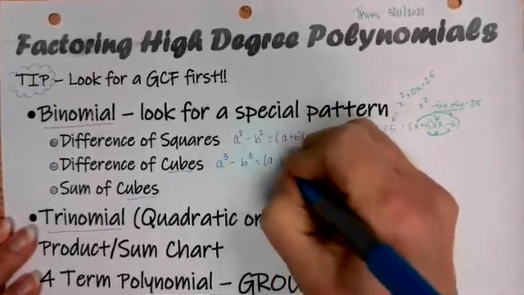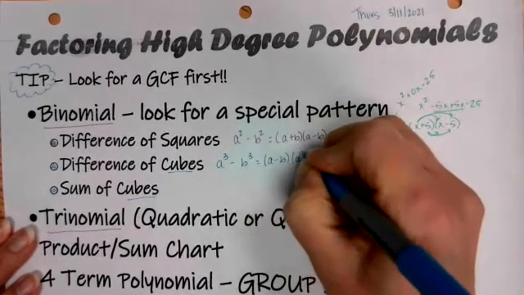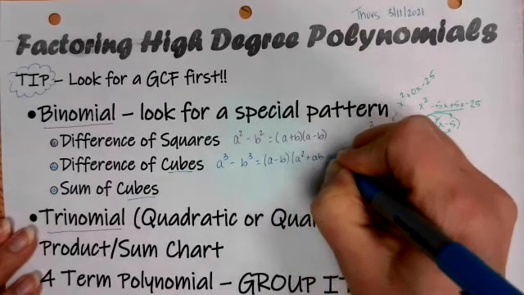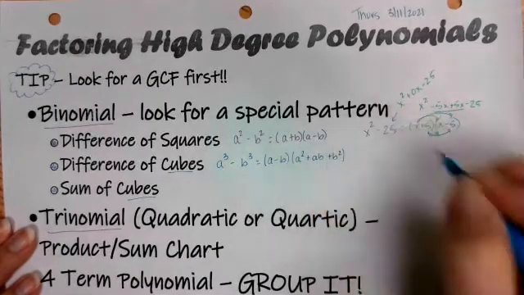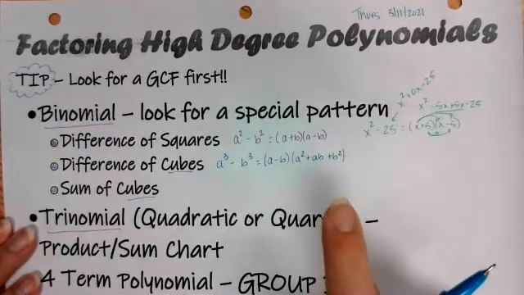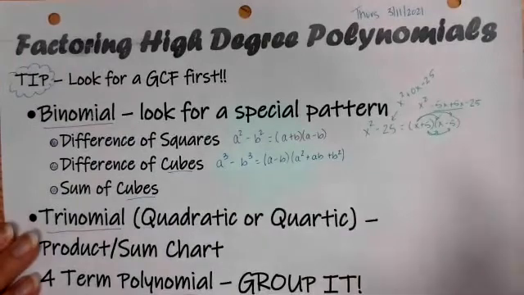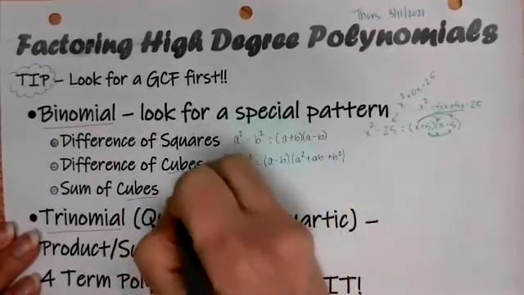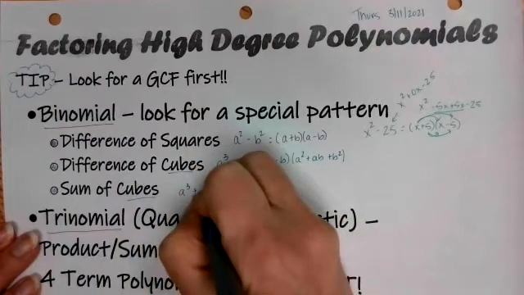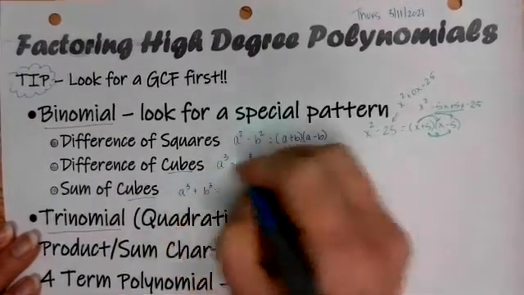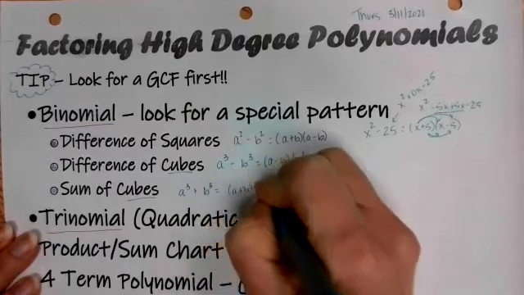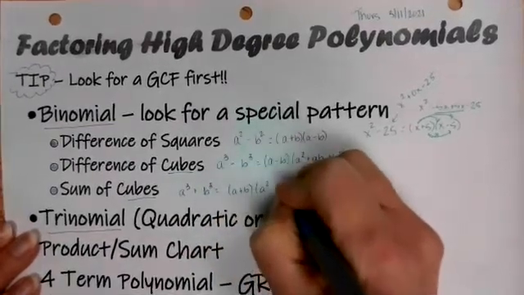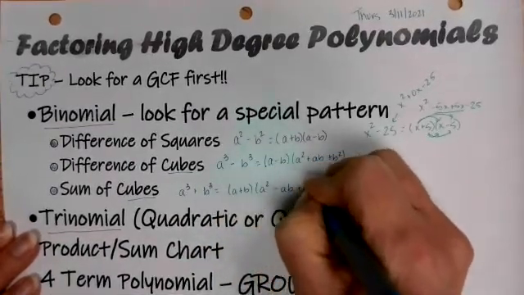So difference being subtracted, perfect cube, perfect cube. So here is my formula, a minus b times a squared plus ab plus b squared. I'm going to prove to you why this works. There's a not very easy way to derive it, but this works. And then my sum of cubes is very similar in format. A cubed plus b cubed will factor into a plus b times a squared minus ab plus b squared.